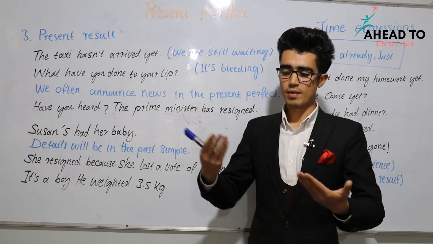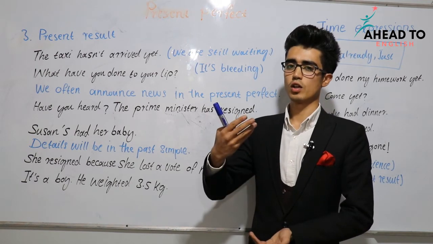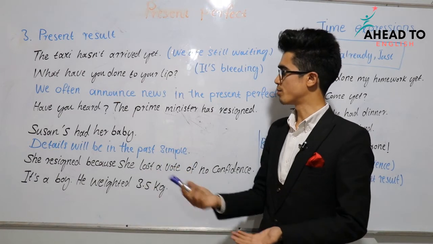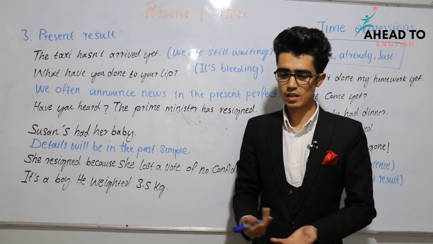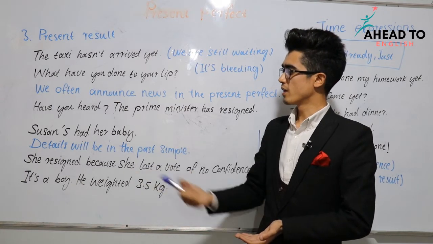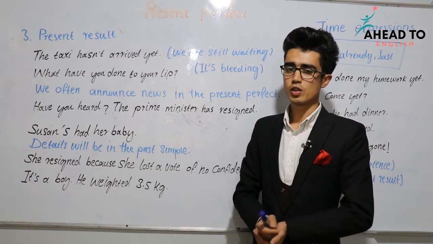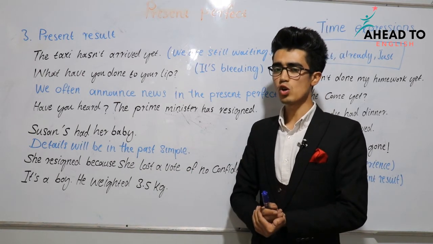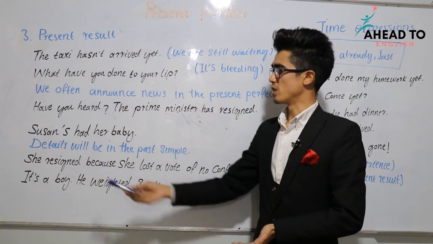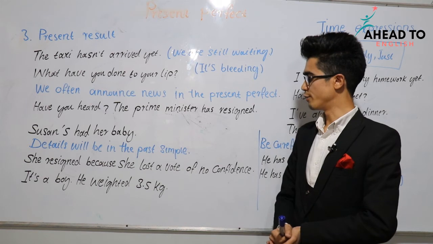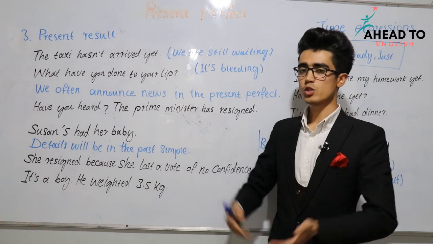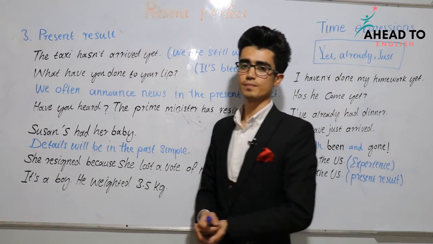خب اغلبا ما خبرها را یعنی خبر جدید باشه با زمان حال کامل بیان میکنیم. مثلا آیا شنیدی؟ Have you heard the Prime Minister has resigned؟ نخست وزیر استعفا داده. یا اینکه سوسن بچه دار شده. اگر خواسته باشیم بیشتر جزئیات بگوییم باز از زمان گذشته ساده استفاده میکنیم. She resigned because she lost a vote of no confidence. Or it's a boy, he weighed 3.5 kilograms.